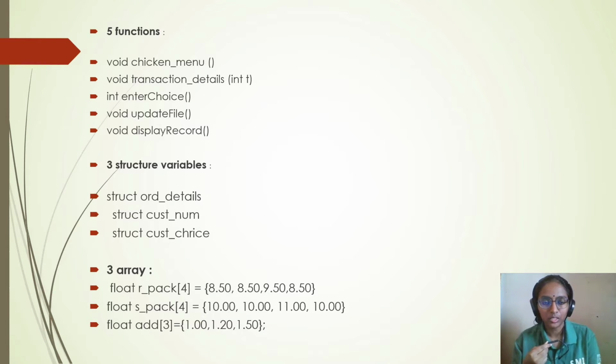For array we have float RPAC, which is the price of the regular chicken rice packets. Float SPAC is for the special chicken rice packets. And then float add is the add-on prices for the 3 add-ons available. Now my group members will continue to explain how the system works.